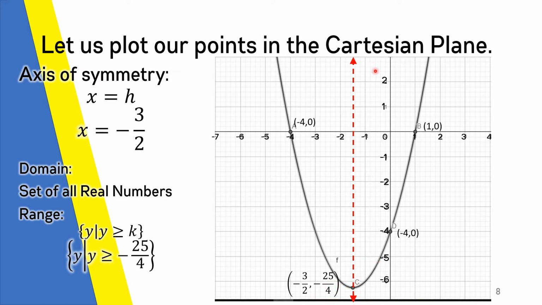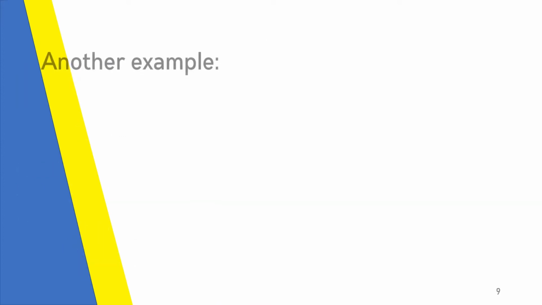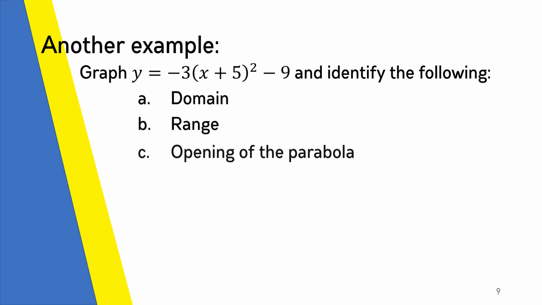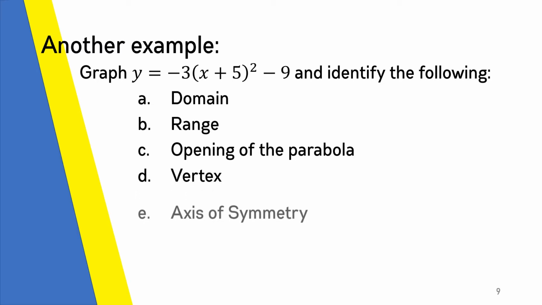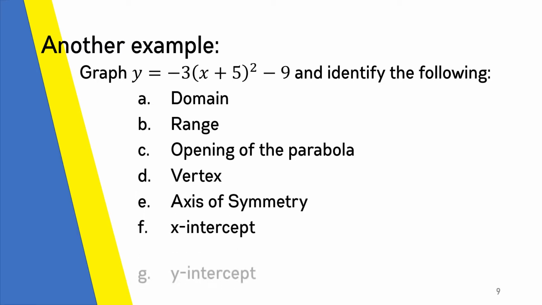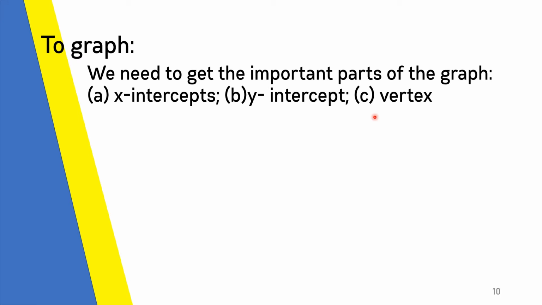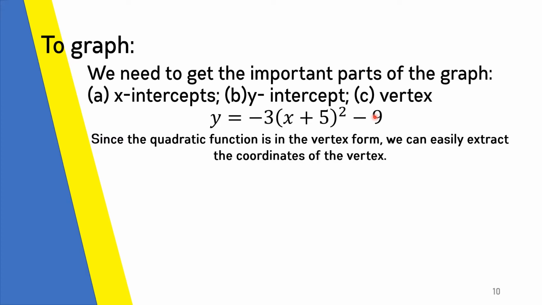Okay, so let's have another example. Let's graph y equals negative 3 times the quantity (x plus 5) squared minus 9, and identify the following: domain, range, the opening of the parabola, the vertex, the axis of symmetry, x-intercept, and y-intercept. To graph this one, again, we will need the x-intercepts, y-intercept, and the vertex. The function here is in vertex form, so this will be easy.